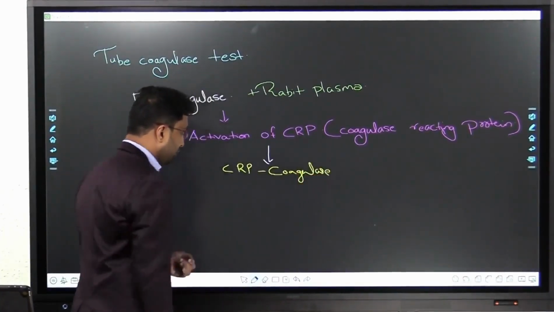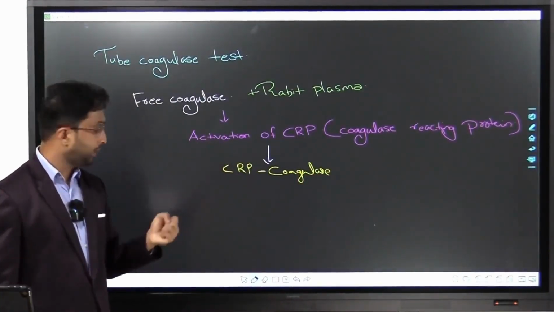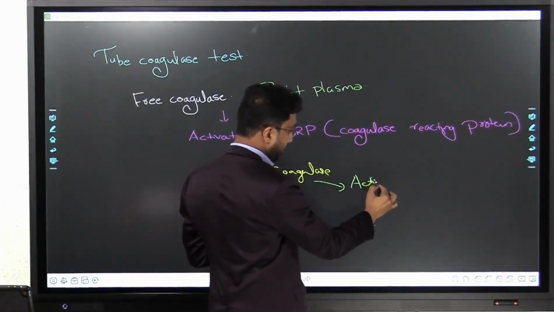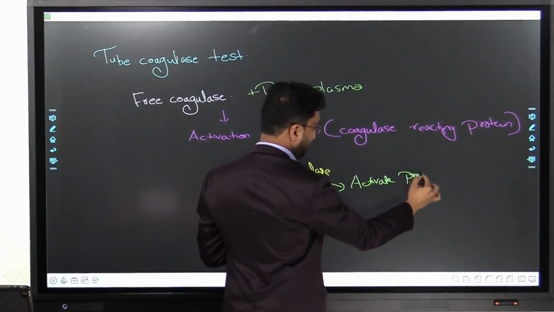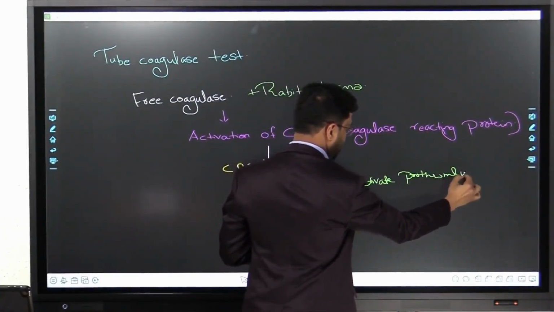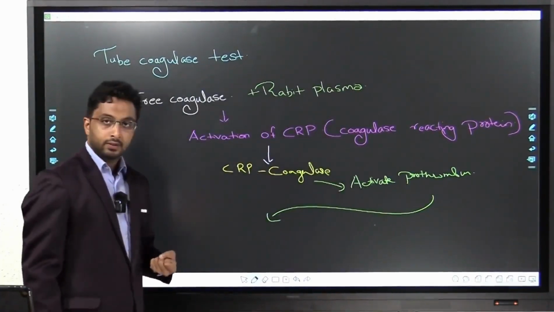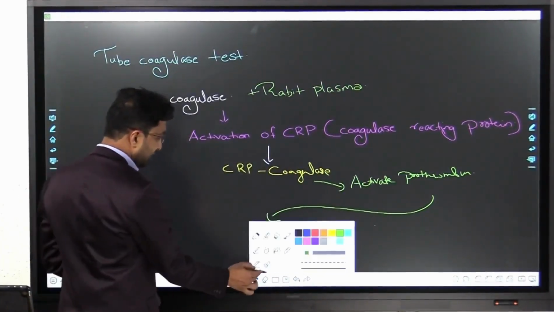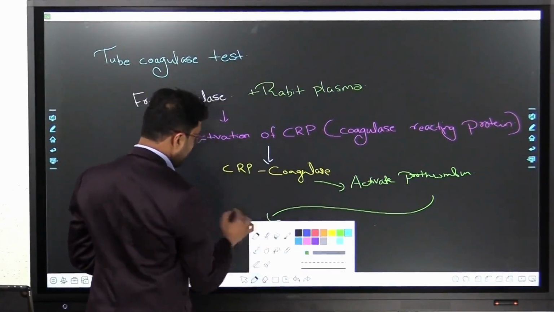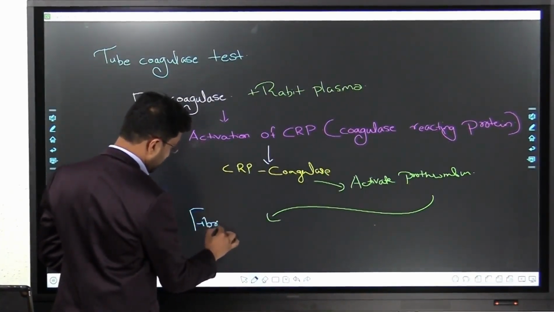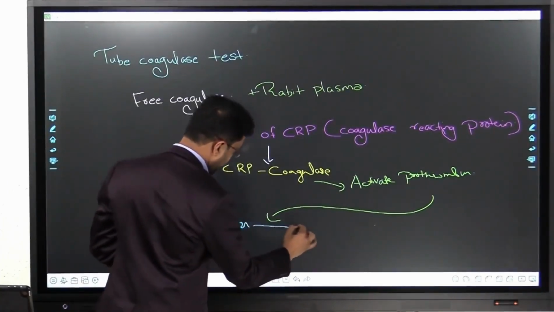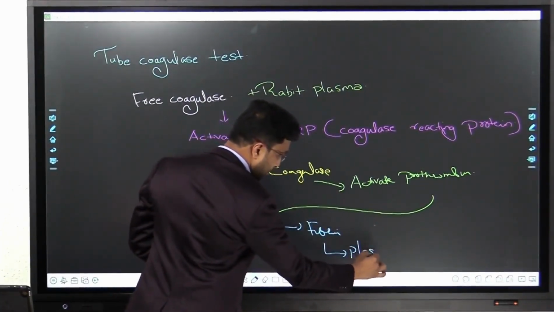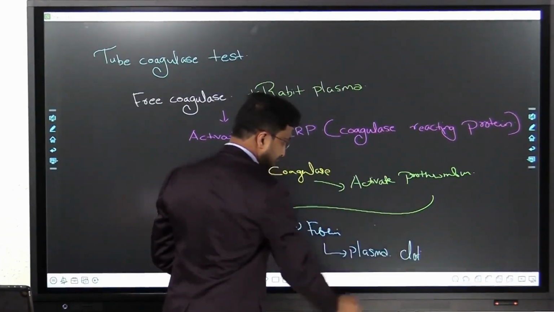Now, what happens if the CRP-coagulase complex is formed? Note that this complex can activate prothrombin. And once this prothrombin is activated, coagulation proceeds. What are the steps in coagulation? Prothrombin converts fibrinogen to fibrin, and this is the plasma clot. This is known as a positive coagulase test. Plasma clot, that is positive.